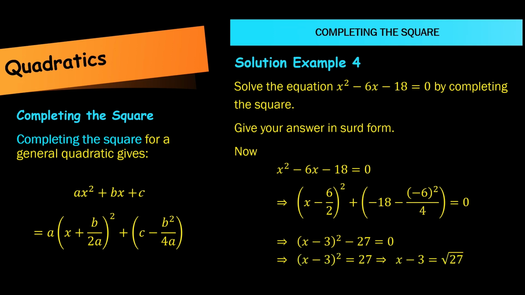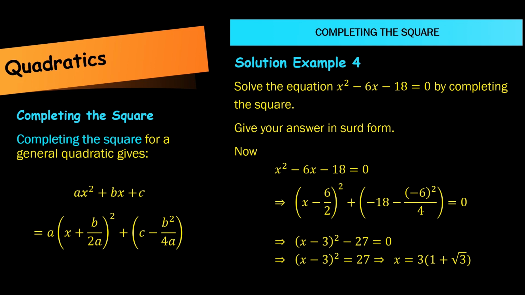Now root 27 is actually 3 root 3, as shown. We can write this as x minus 3 equals 3 root 3. And then rearrange to give x equals 3 plus 3 root 3. And finally factorize to give 3 times (1 plus root 3).